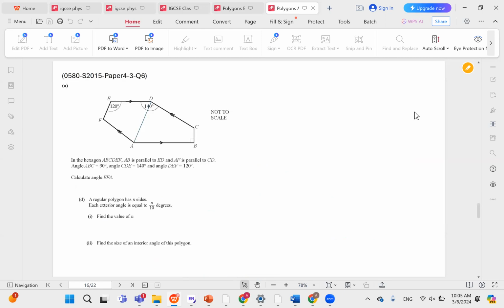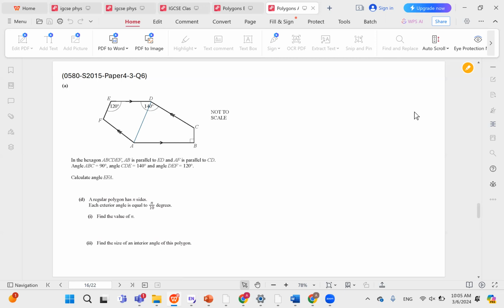In the hexagon ABCDEF, AB is parallel to ED, AF is parallel to CD, angle ABC equals 90, angle CDE equals 140, and angle DEF equals 120. Calculate angle EFA. So in order to calculate angle EFA, we need to figure out the relationships between the angles.